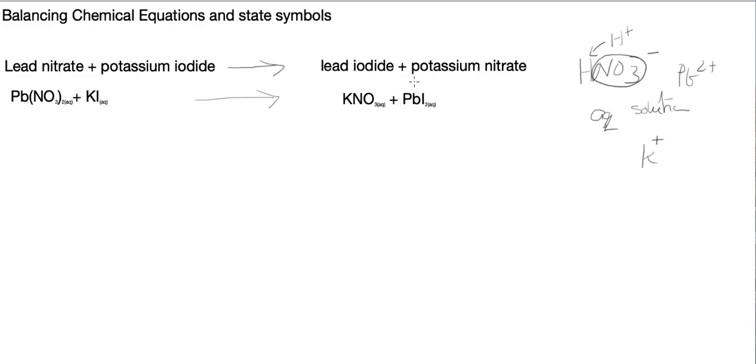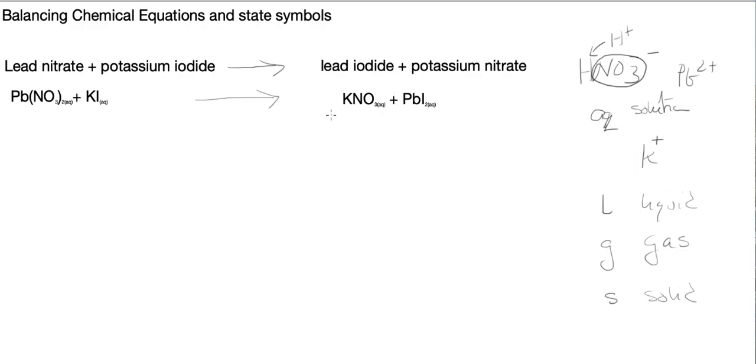And because lead is 2 plus and iodine is in group 7 and therefore wants to gain a single electron, then it has to be PbI2. And again, we have (aq) and (aq). The other symbols we could have, well, we could have (l) for liquid, so not mixed with water. We could have (g) for gas. We could have (s) for solid. So here we have our symbol equation.